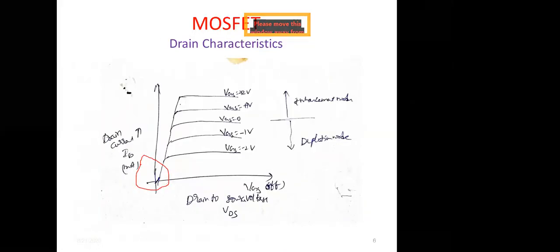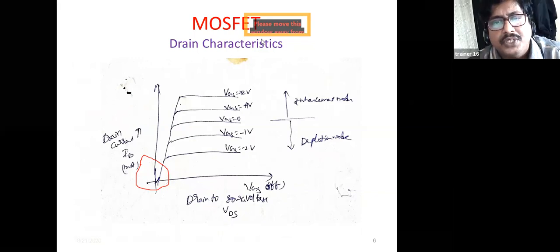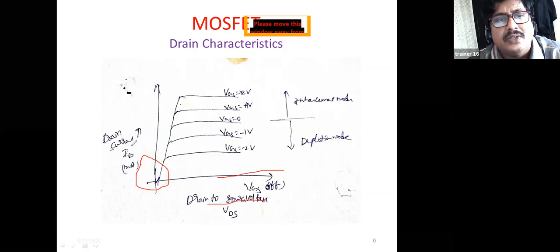See here, the x-axis is the drain to source voltage, the y-axis is the drain current, and this is VGS. When VGS is in off condition, the drain current is 0 here.